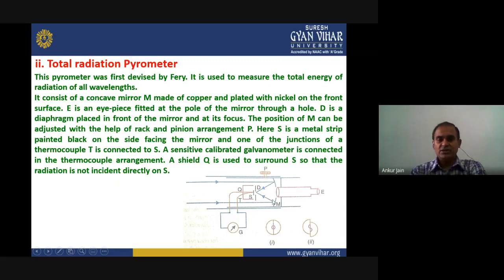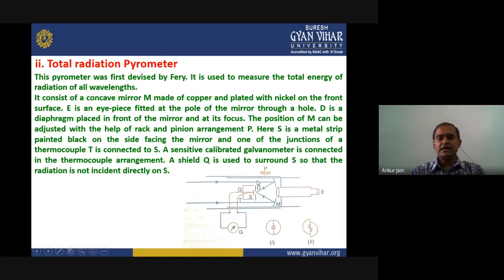It consists of one concave mirror, which you can see as M. This concave mirror is made of copper, polished with nickel on the front surface. The front surface is this side, not this side, because radiation is coming through this side. E is an eyepiece fitted at the pole of the mirror through a hole. This is a kind of tube, where we have fitted our eyepiece to see the images.